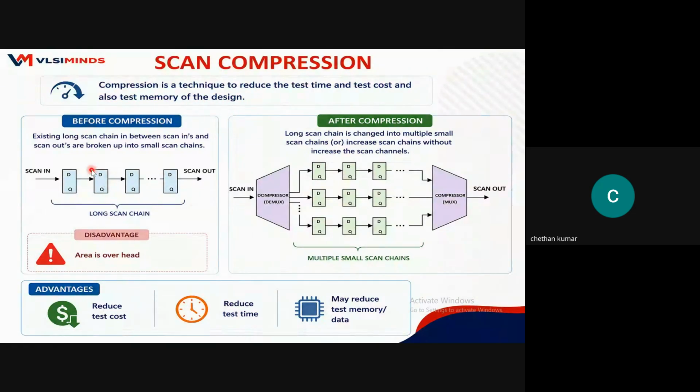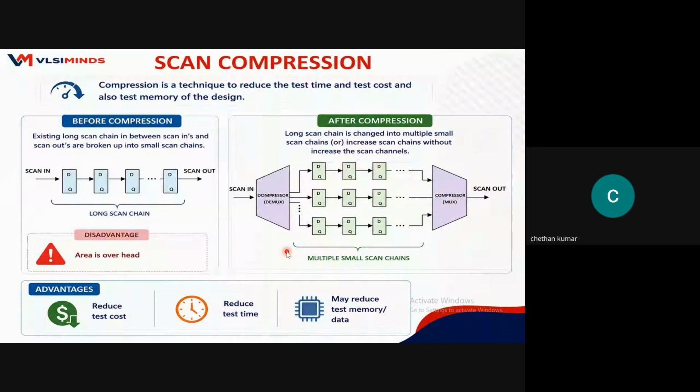We are dividing the longer scan chains into smaller scan chains. See, this is the input scan chain: scan in, scan out. This we are keeping the same. To make this, some logic is required. That logic is called scan compression logic.